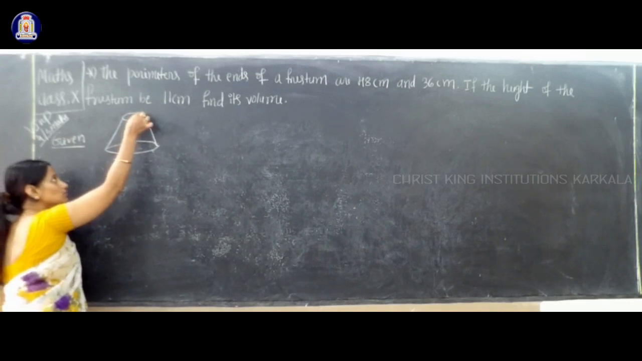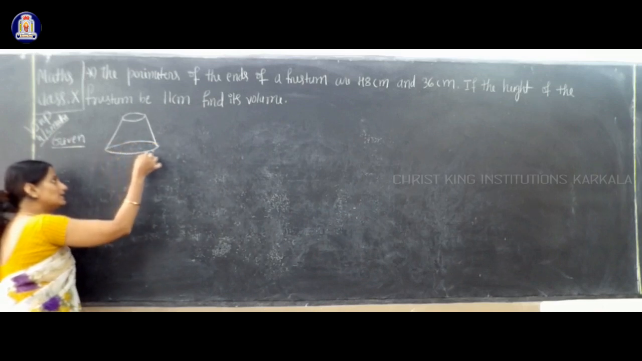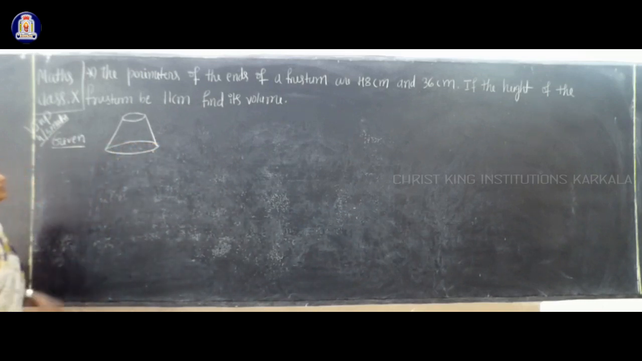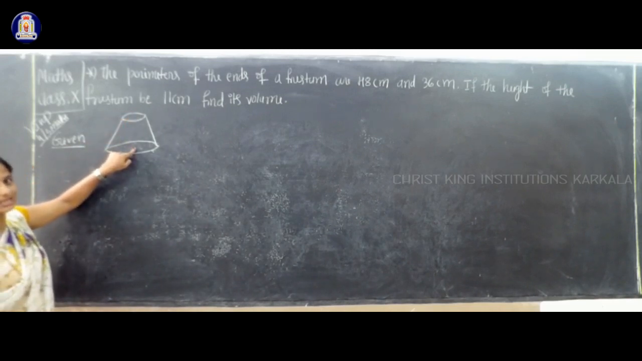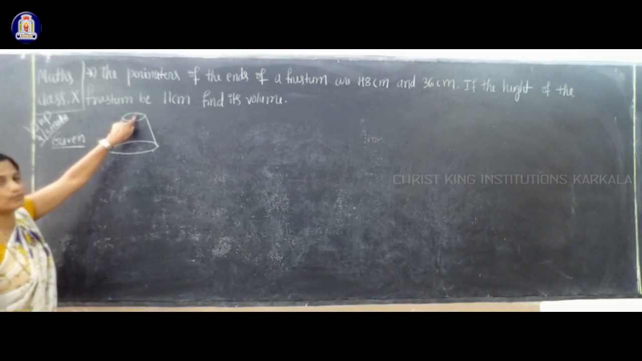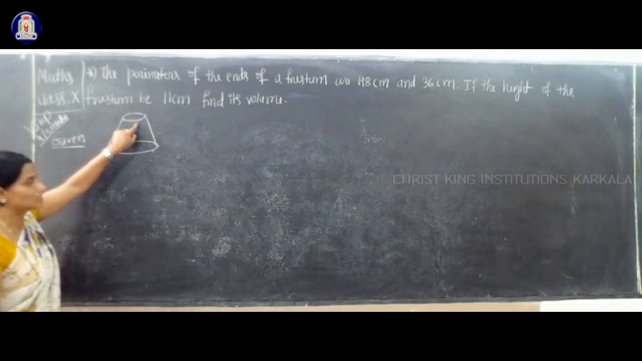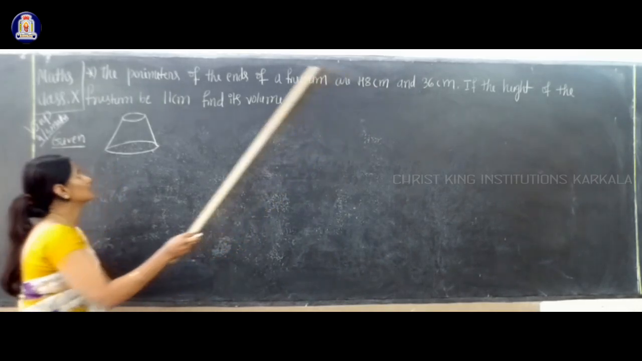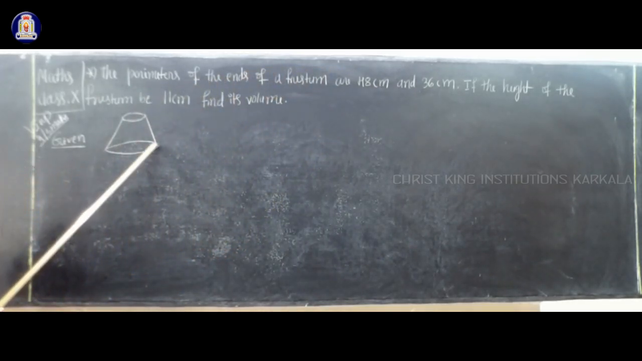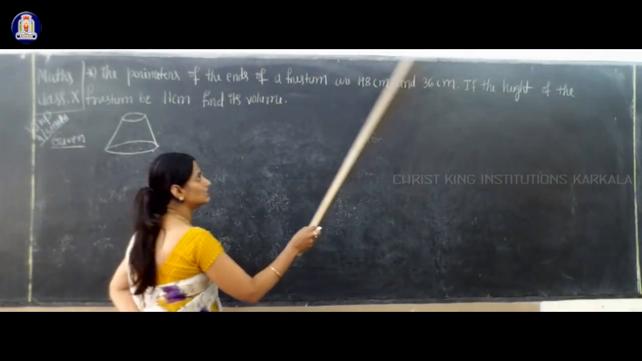What is the shape of the first end? Circle. What is the shape of the second end? That is also a circle. The perimeter of this end and the perimeter of this end is given. Perimeter of this circle is 48 centimeter. The next perimeter, of the second circle, is given as 36.